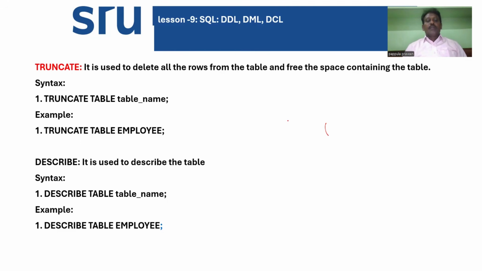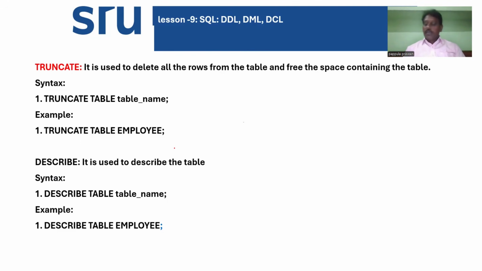Describe table, table name. So see, in total how many commands do we have? One is create, another one is alter, third one is truncate, fourth one is describe. When we are using truncate, it is used to delete all the rows from the table, right? And drop is used for removing the whole table with the schema. But with truncate, we delete the content from the table, right? And one more is describe. It is used to describe the table, like describe table, table name.